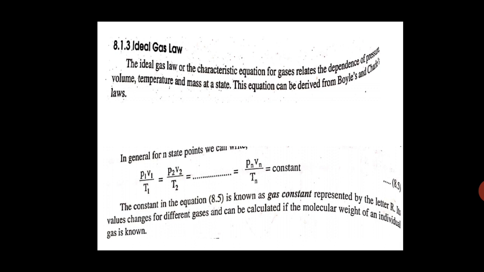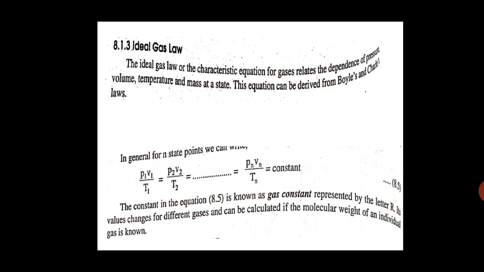Based on these two laws, we come to the ideal gas law. The ideal gas law, or the characteristic equation for gases, relates the dependence of pressure, volume, temperature and mass of a state. This equation can be derived from Boyle's and Charles' law. So we can say P1 V1 by T1 is equal to P2 V2 by T2, and continuing, Pn Vn divided by Tn, and that is constant.